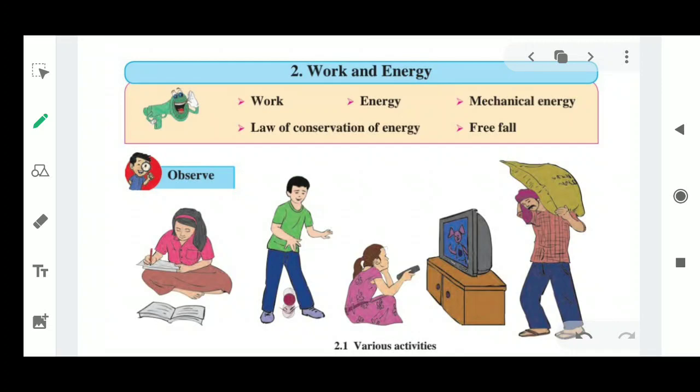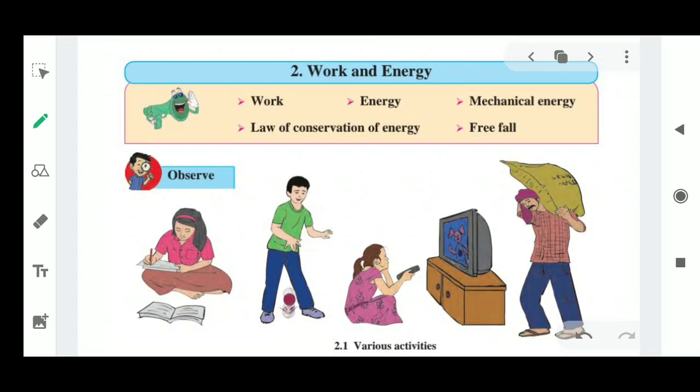From all these activities we get tired. When we get tired, actually when we are losing our energy, we feel that we are doing work, and we say that I did so much work today. That means work is done.